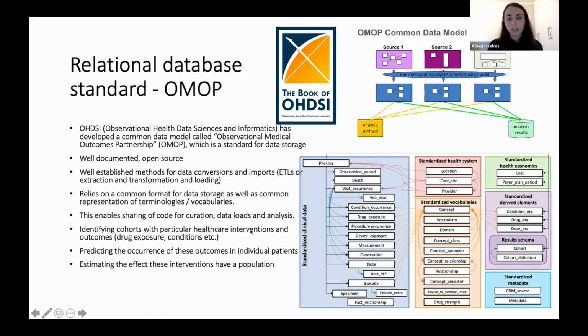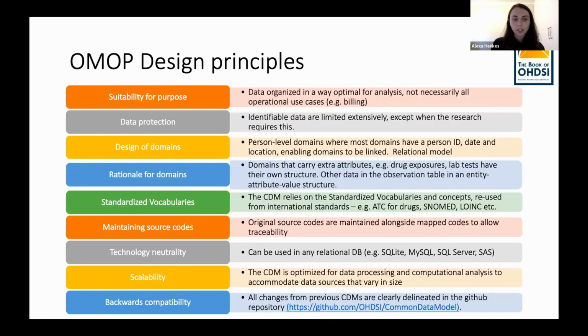So you could find all patients who received a particular lab test result that also received medication or perhaps didn't receive medication. You can also use it to predict occurrence of outcomes and estimate the effects that interventions can have in populations. So just to highlight a couple of these design principles that they've implemented, they've really organized the data in a way that's optimal for analysis, and they've created a structure, especially with their GitHub account, whereby you can share your code for analyzing data in the OMOP format.